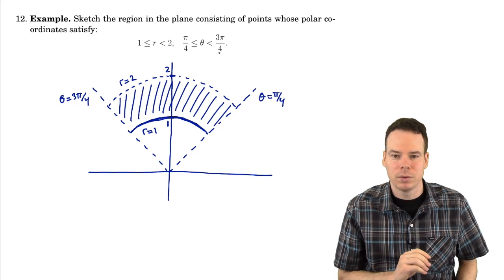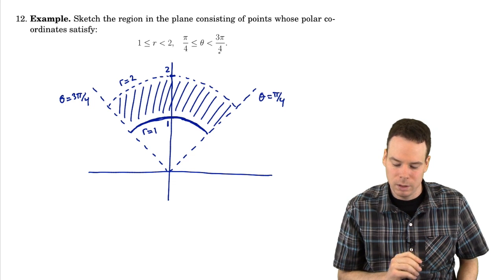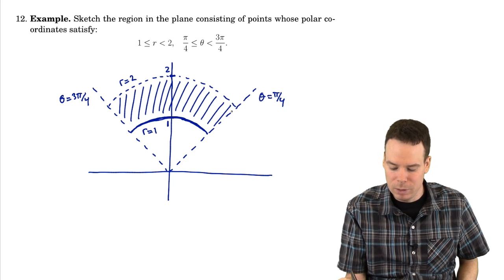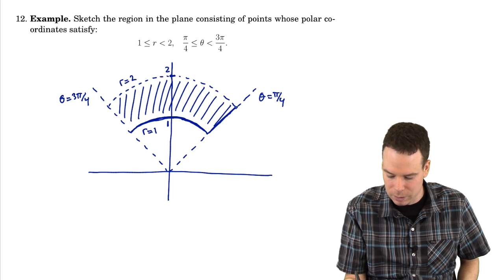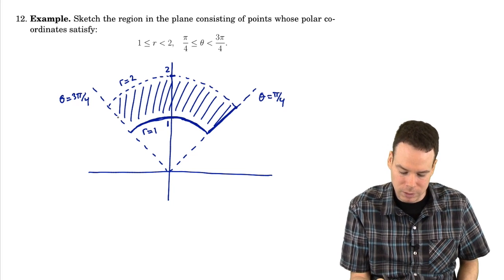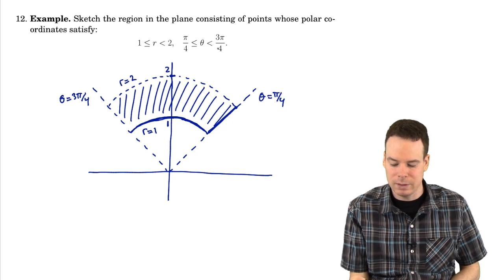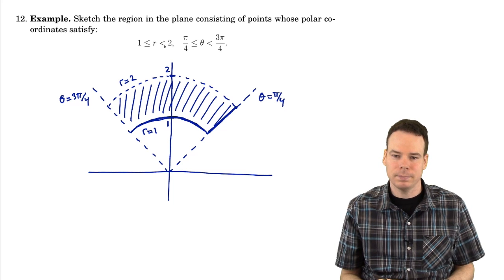How about our theta values? Which one should be solid and which one should be dotted? Well, theta is allowed to be pi by 4, so I'm going to make that a solid line. But theta is not allowed to be 3 pi by 4, so that's a dotted one there. So there's our region of points that satisfy these inequalities.